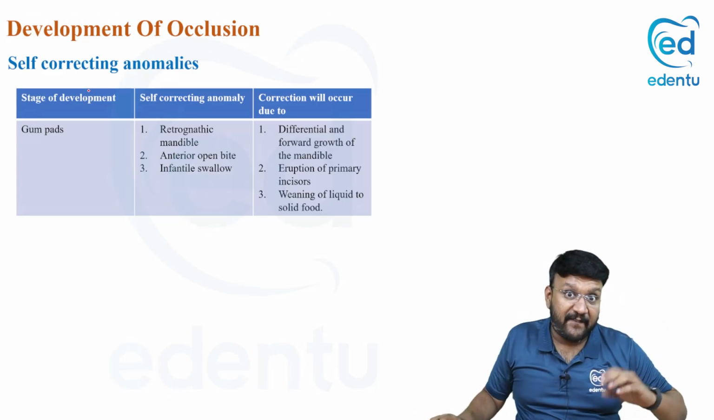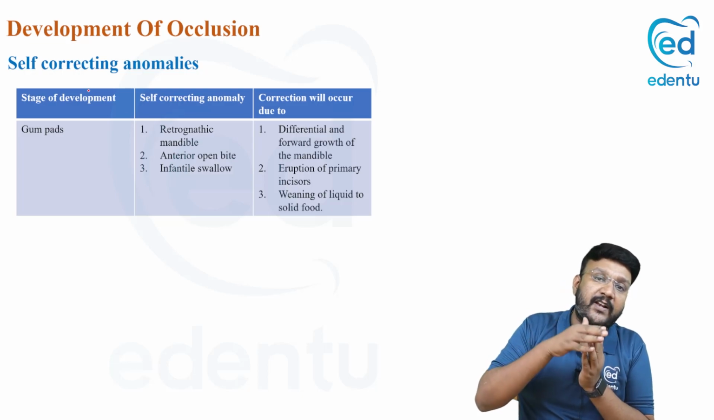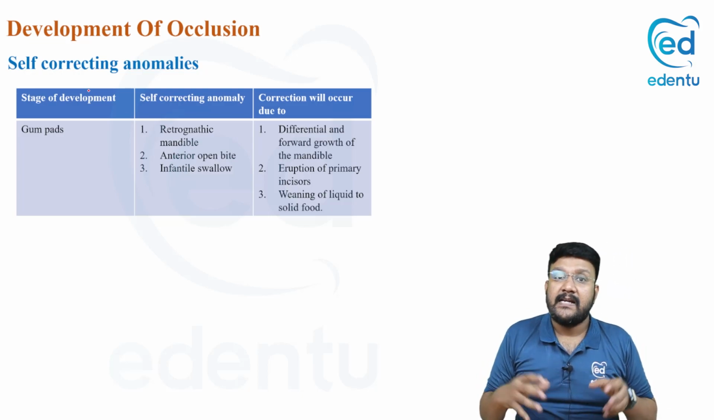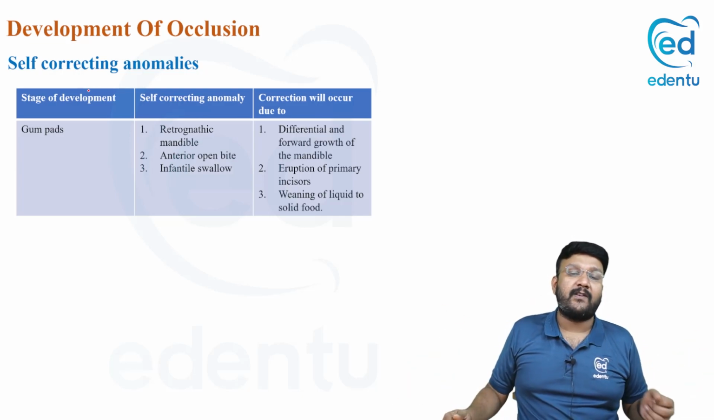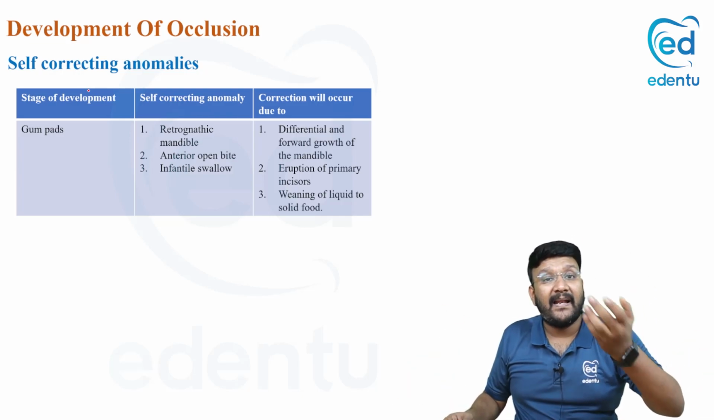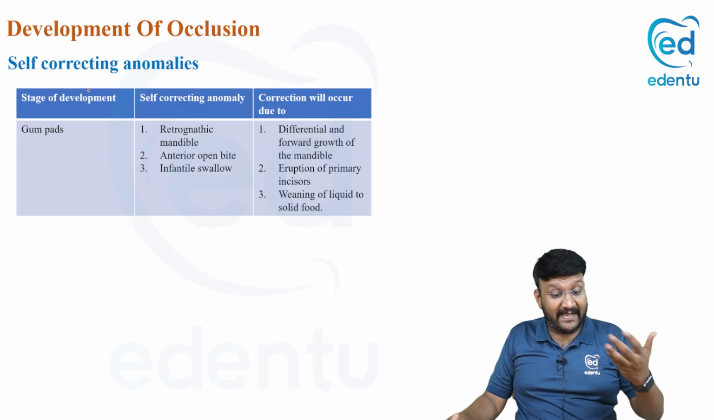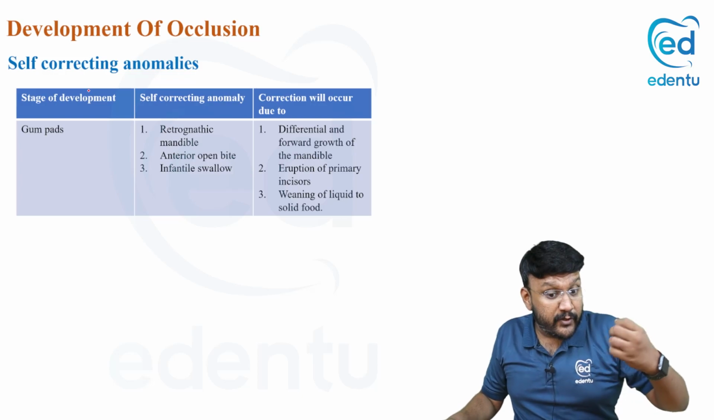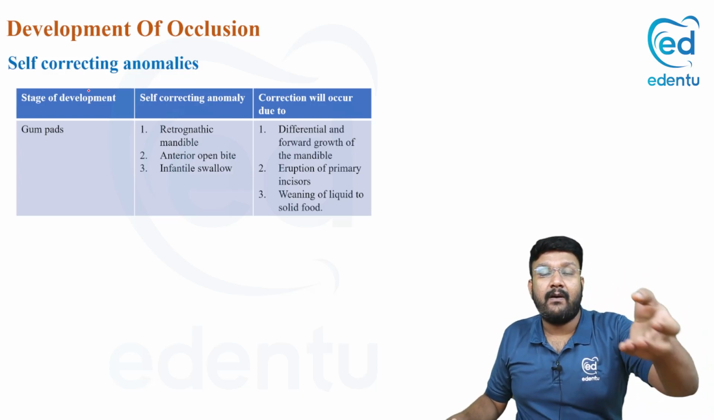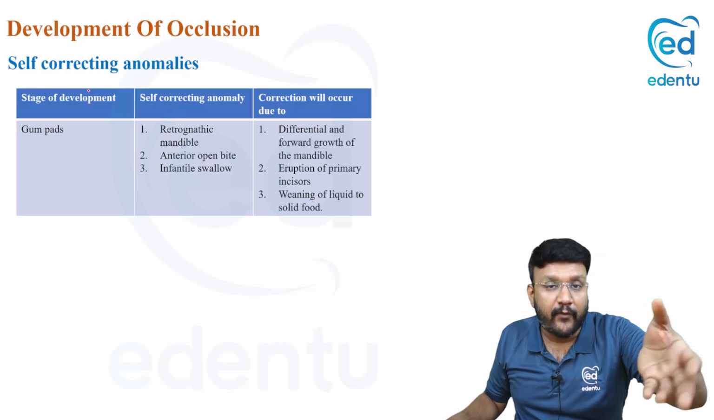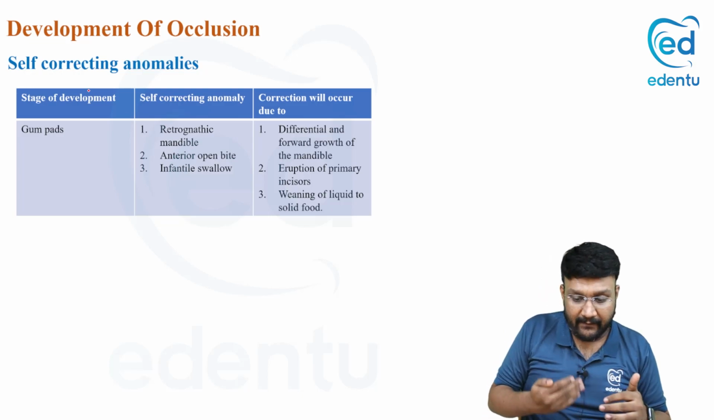Third one is infantile swallow. Infantile swallow is nothing but you are getting the tongue in between both the arches and then swallowing. Because the infants are more used to that particular type of swallow, because they will be just suckling the milk from the mother's breast. So when is it corrected? When the child is introduced to weaning, when the child is introduced to liquid, introduced to solid foods, automatically the normal swallow pattern will start developing.